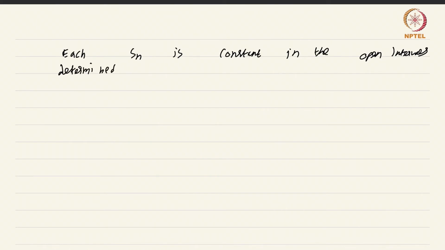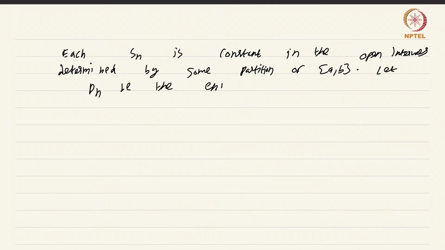Now each Sn is constant in the open intervals determined by some partition of AB. Note, this partition will depend on n. Okay, let Dn be the endpoints of such a partition. Endpoints of such a partition.